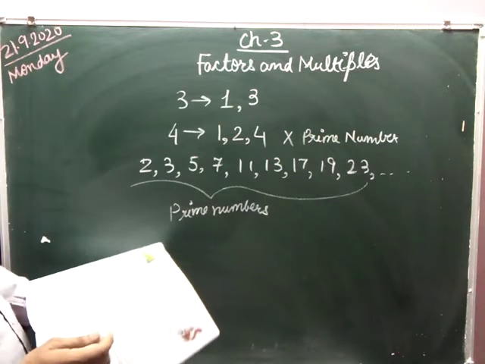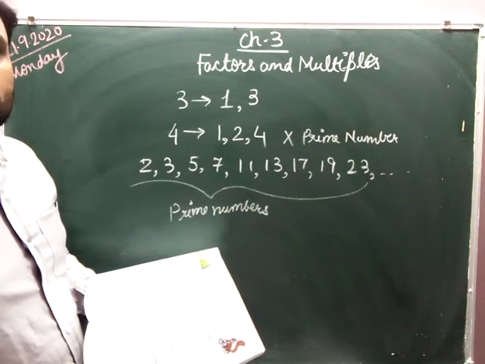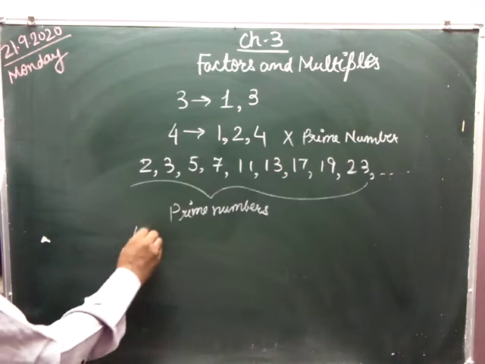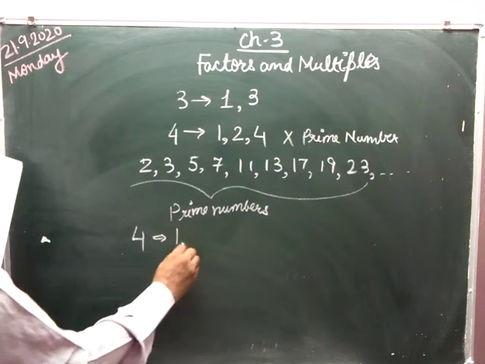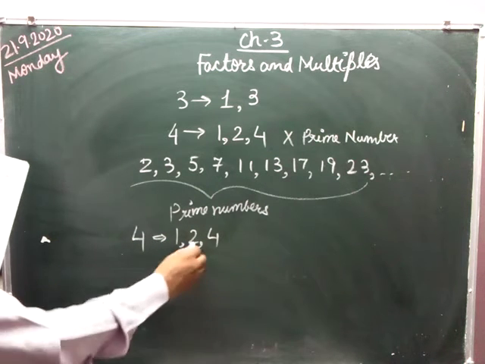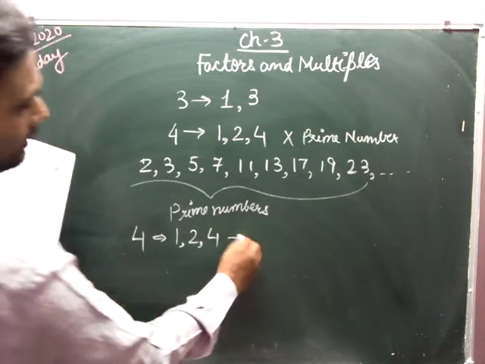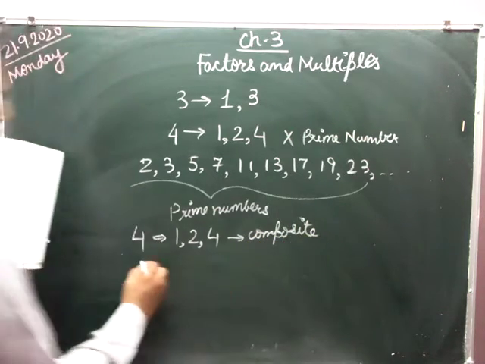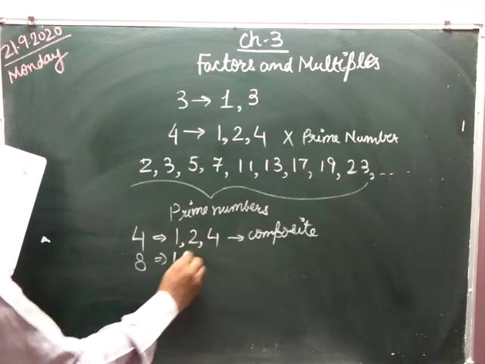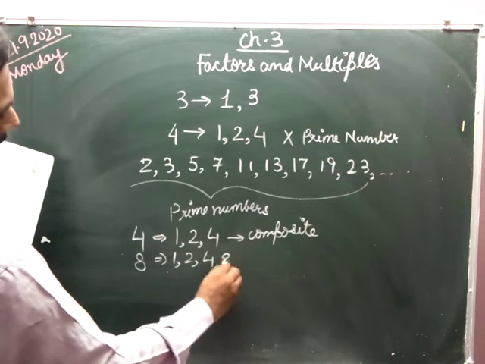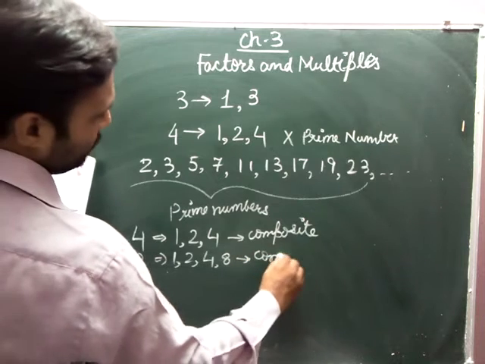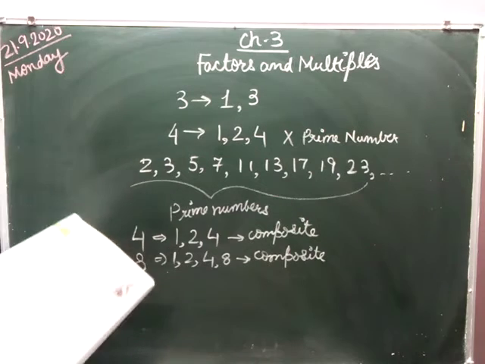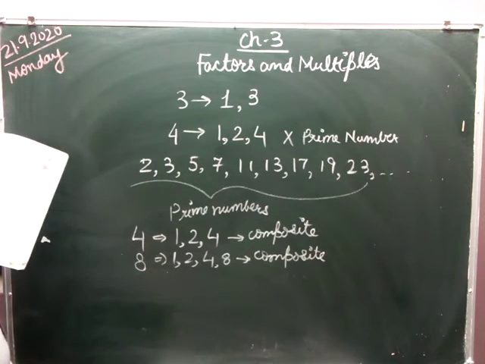Next is the composite number. Numbers that have more than two factors we call composite numbers. Suppose we take the example 4: 4 has factors 1, 2 and 4, more than two factors, so 4 is a composite number. If we talk about 8, the factors are 1, 2, 4, 8. So 8 is also a composite number. So these are all about prime numbers and composite numbers.